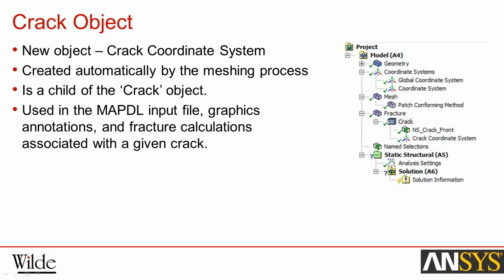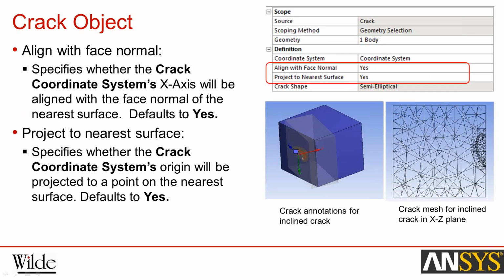Looking now at the crack object, this has been developed over a number of versions. The latest edition is the crack coordinate system. This new crack coordinate system allows you to align the crack with something other than a face. It is used in the mechanical APDL input file, graphics annotations, and fracture calculations associated with a given crack. The crack coordinate system can be orientated in a number of ways so that the crack is aligned as you desire.